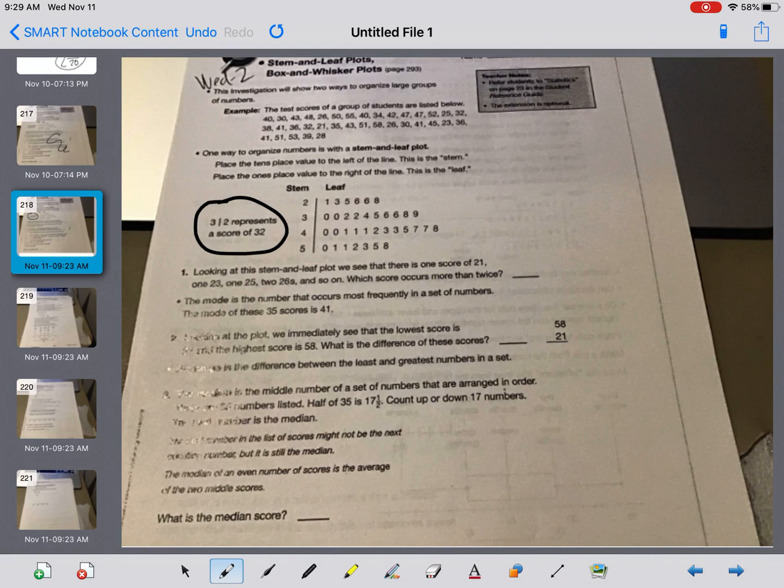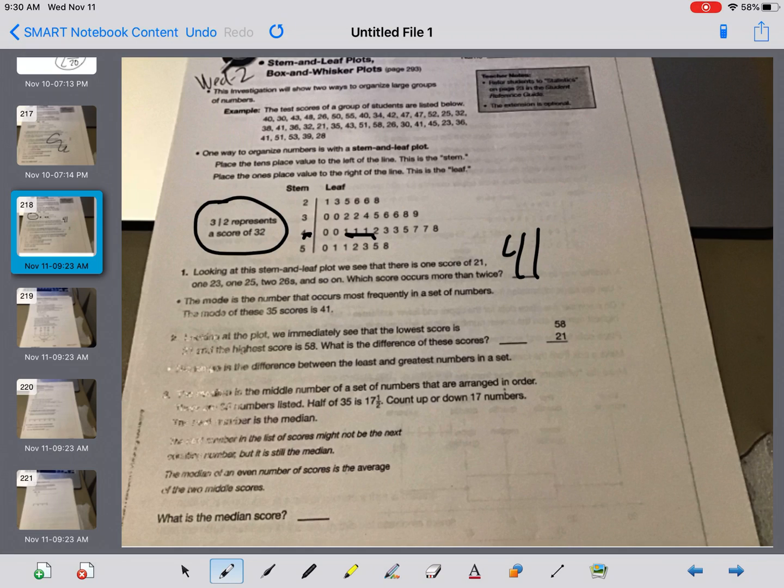Number 1, it says, looking at this stem and leaf plot, we see that there is one score of 21, one 23, one 25, two 26s, and so on. Which score occurs more than twice? So you're looking for things that occur more than twice. I see right here I have 3 ones, so that would be a 41. That one occurs more than twice. You see how I saw those 3 ones, but then don't forget your stem that goes with it.